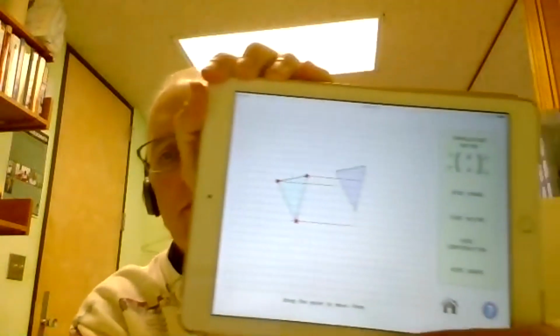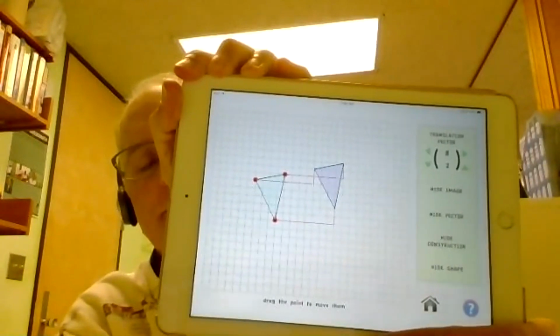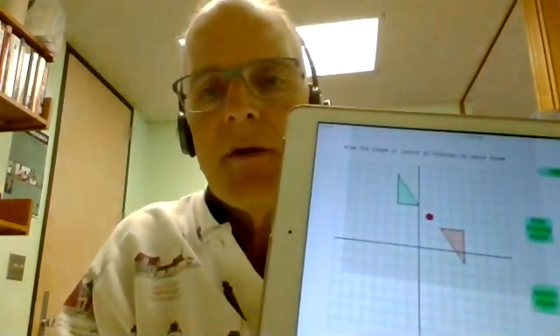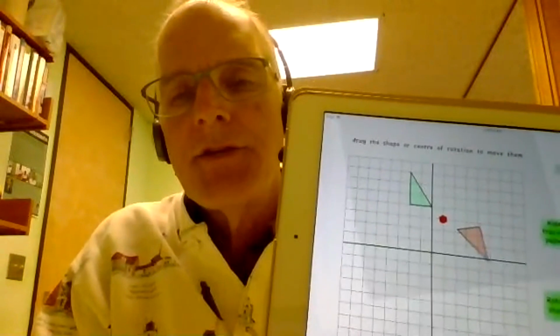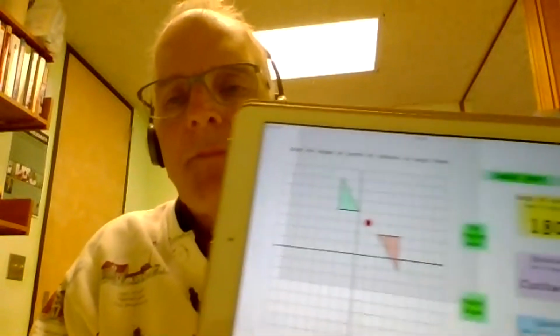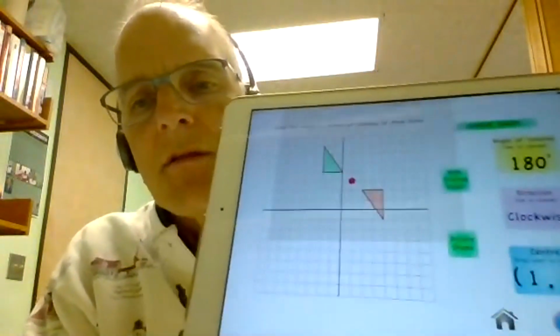This is an example of a transformation. And here is an example of a rotation. And this one is going to be a rotation of 180 degrees. And as you can imagine, this can also be done with patty paper. And they also have some questions down here at the bottom and so on.